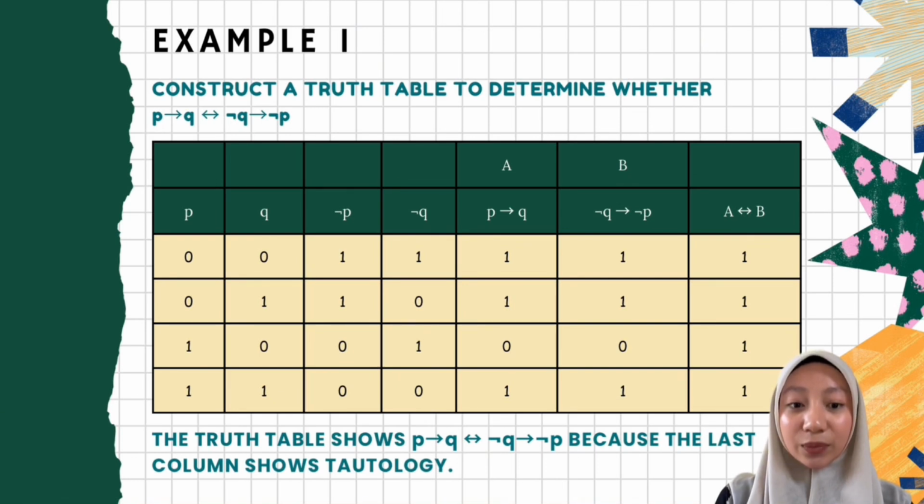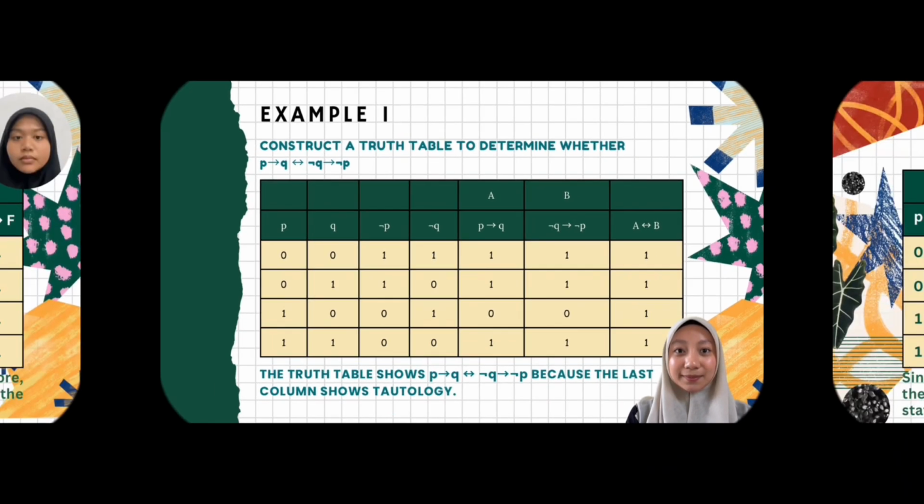The last column will be labeled as A is logically equivalent to B. By referring to columns A and B, find the truth value for the last column. Therefore, we get the truth value for all rows is 1, which is true. Hence, we can conclude that the truth table shows P implies Q is logically equivalent to not Q implies not P because the last column shows a tautology.